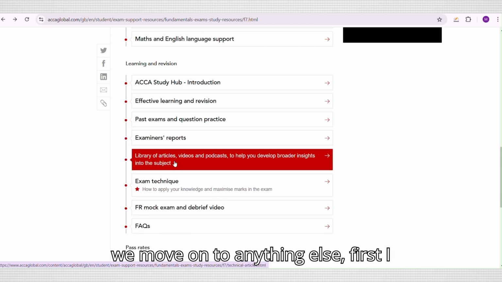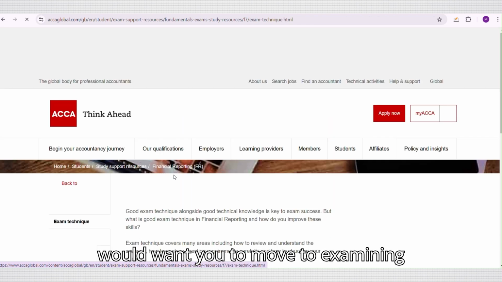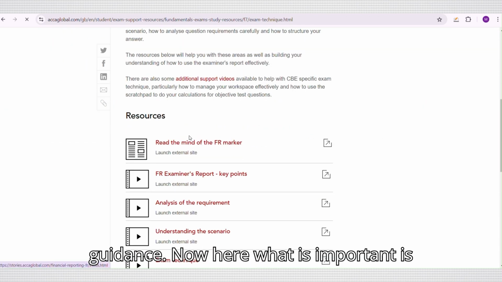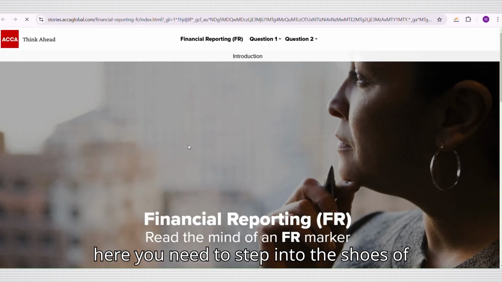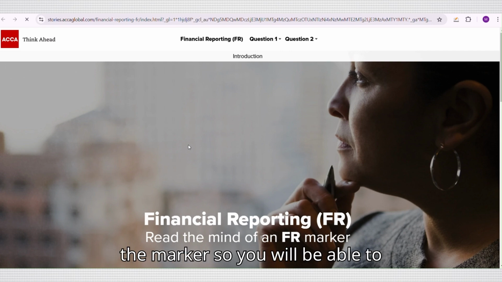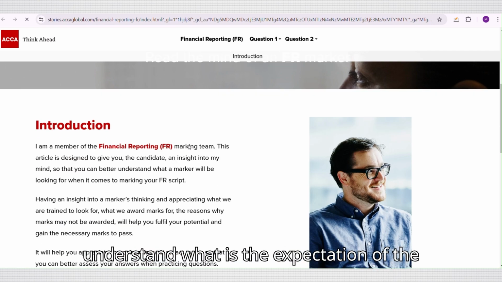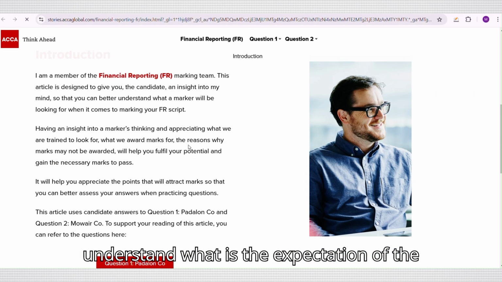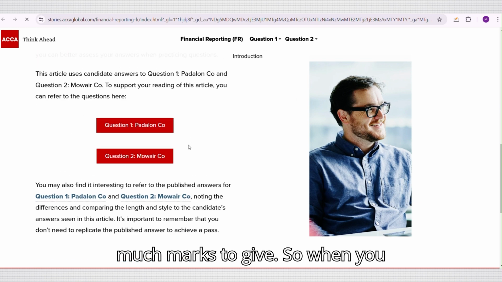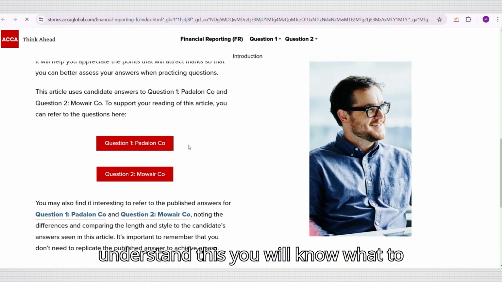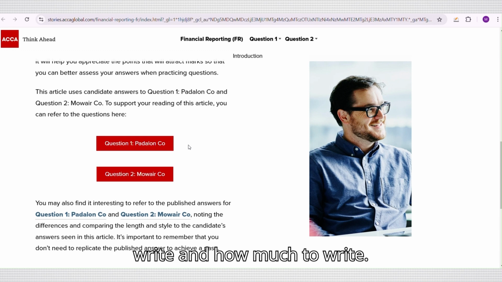Now before we move on to anything else, first I would want you to move to examining guidance. Now here what is important is read the mind of FR marker. So basically here you need to step into the shoes of the marker. So you will be able to understand what is the expectation of the question and how to give marks and how much marks to give. So when you understand this, you will know what to write and how much to write.